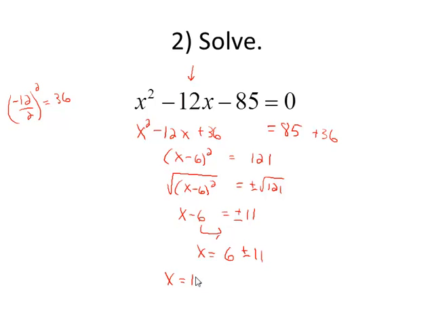6 plus 11 is 17. 6 minus 11 is negative 5. So our solution set is negative 5, 17. Now, I couldn't factor that right away by sight, so I went to a different approach. But if I could have factored this quickly as x plus 5 times x minus 17, I know that my two solutions are going to be negative 5 and positive 17 a lot quicker than going through this.